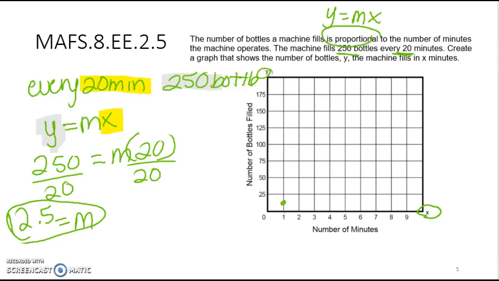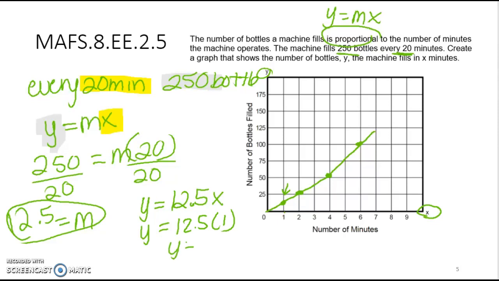meaning every minute I'm filling up 12.5 bottles, which means after 2 minutes, I would fill up 25. After 4 minutes would be 50, and this relationship would continue. So we can write this as y equals 12.5 times x, and I can plug in x values to continue to solve for y. So to find this coordinate right here, I plug 1 in, so y would equal 12.5. You could do the same thing to get the rest of those points.